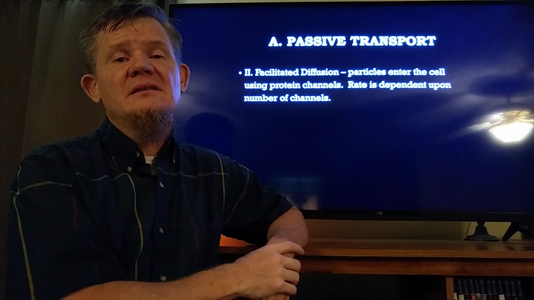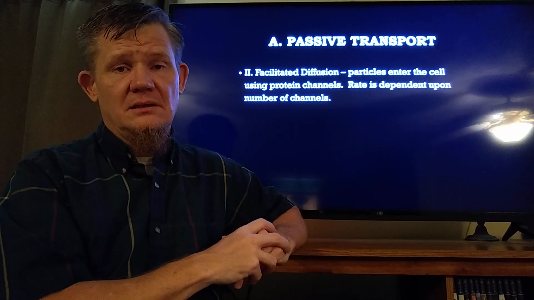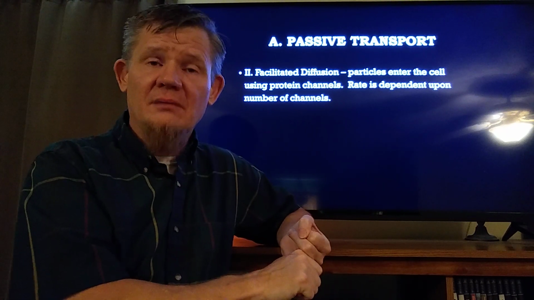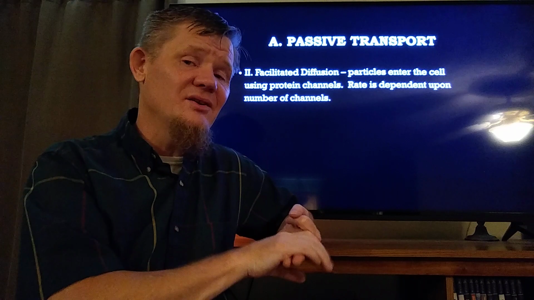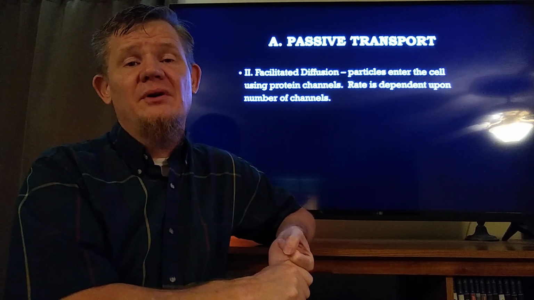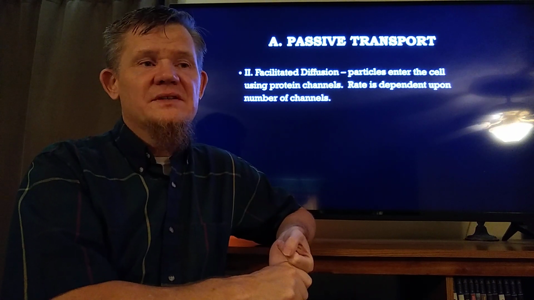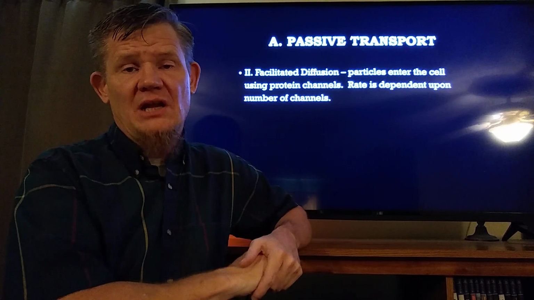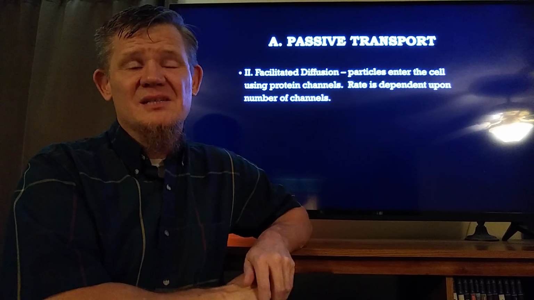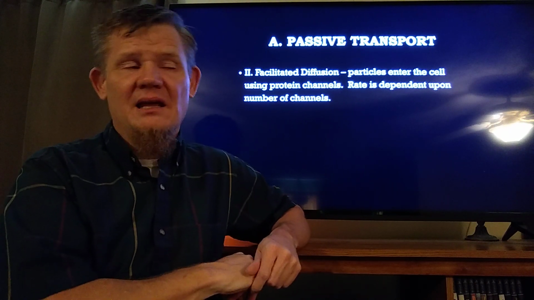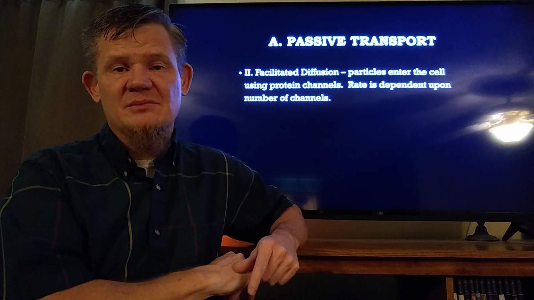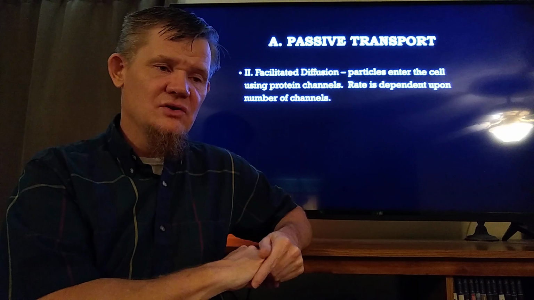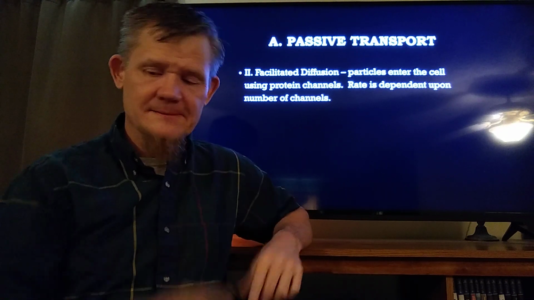And so the rate of facilitated diffusion does still depend on the size of the particle. It does still depend on the temperature of the particle, but now we have a third condition. And this third condition is the number of doorways. The rate of facilitated diffusion is dependent upon the number of channel proteins. Fewer channel proteins means it can't happen as fast, and more channel proteins means it can happen a lot faster. So facilitated diffusion, it's diffusion that uses doorways.